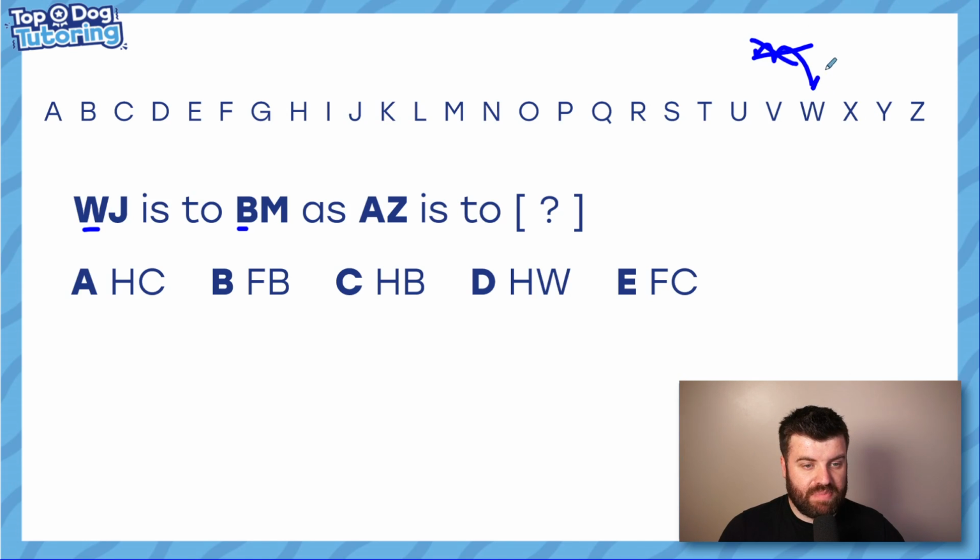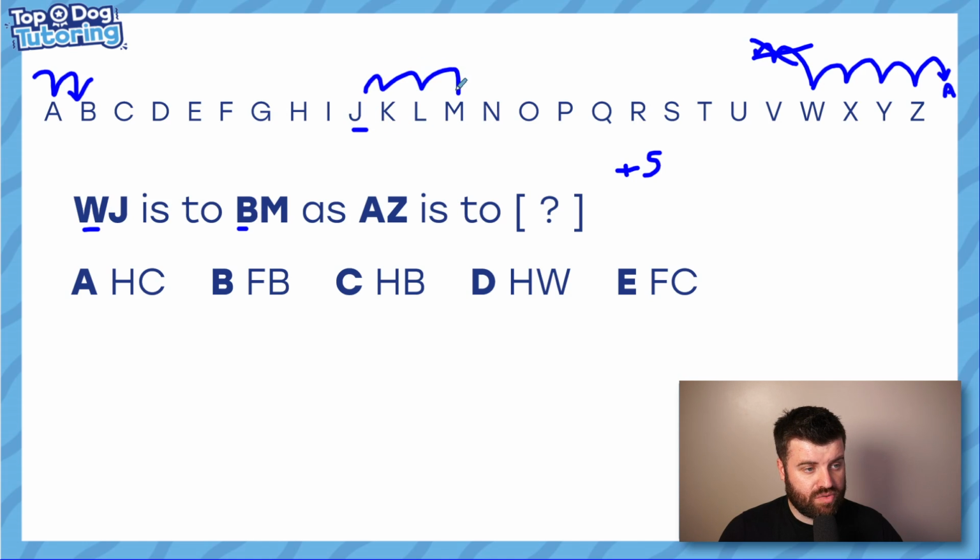So from W to B, we can go +1, +2, +3, +4 would get us to A. So we're going to come back to A here, +4, +5. So from W to B is actually +5. And from J to M, J is here. We're going to go to M, 1, 2, 3. So the key here is +5, +3. Remembering we can loop around on the alphabet.